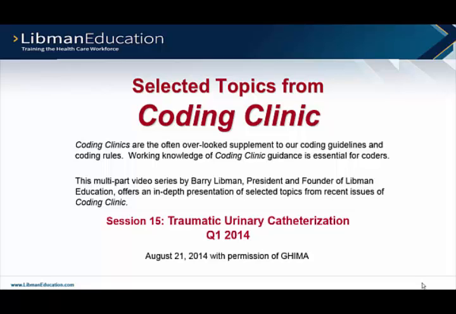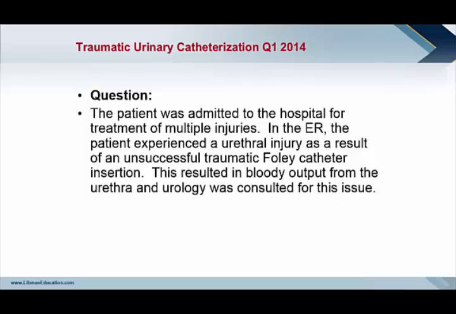And the last item we have some time to cover is the patient with traumatic urinary catheterization. The patient was admitted to the hospital for treatment of multiple injuries, and in the emergency room, the patient experienced a urethral injury as a result of an unsuccessful traumatic Foley catheter insertion. This resulted in bloody output from the urethra, and urology was consulted for this issue.